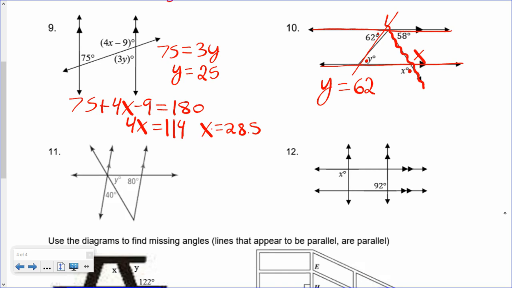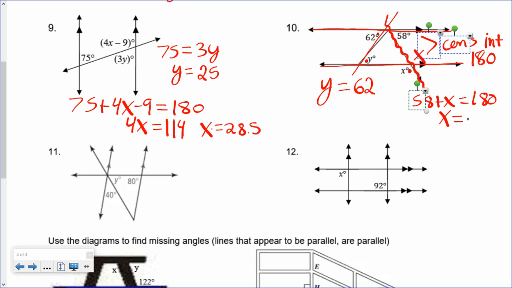What's the angle relationship between the 58 and the x? Consecutive interior, which should equal what? 180. Good. So if you write an equation, 58 plus x equals 180, x equals 120. Alright. So when you guys have more than one transversal in the picture, you got to figure out which transversal you're using for which angle. Gotta be careful.